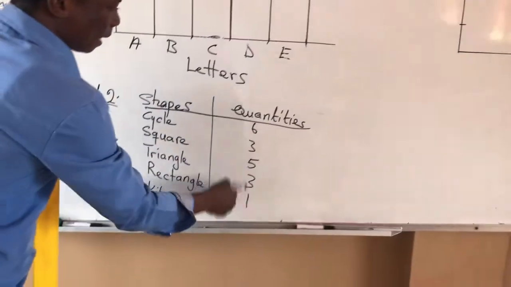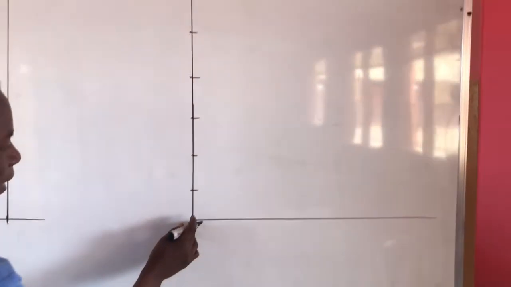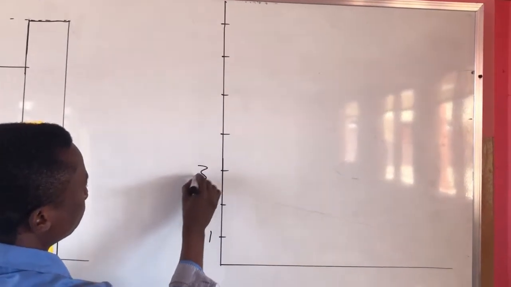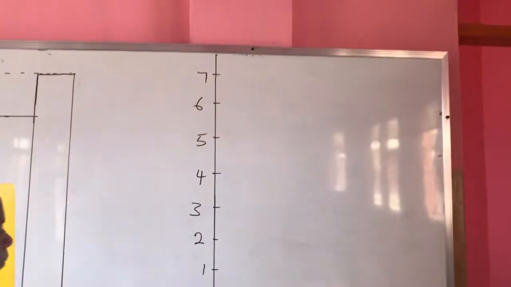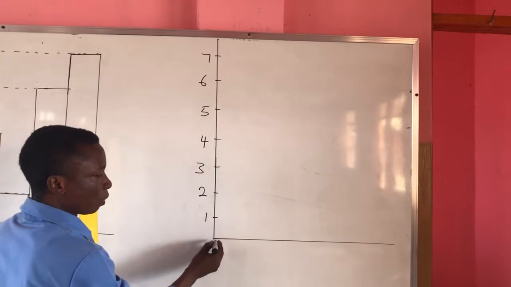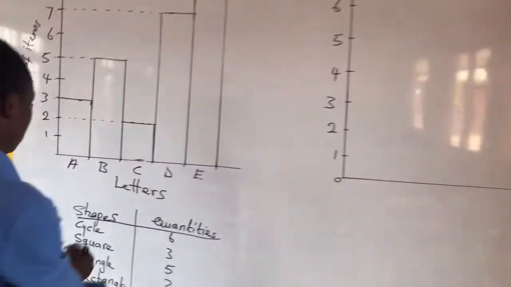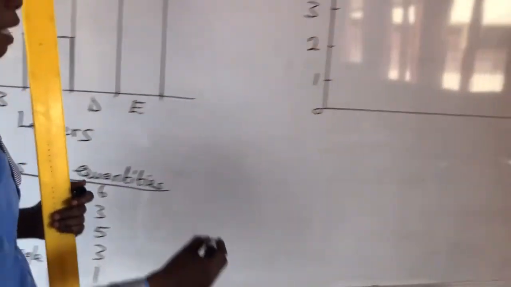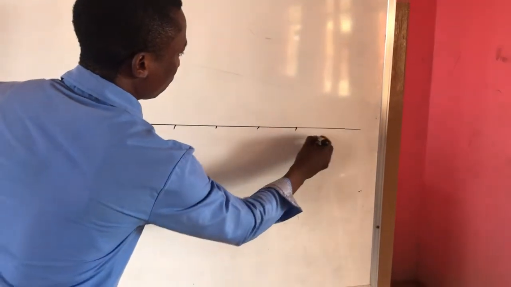Now look at this. The highest number here is what? 6. So I'll start from 0. Where the line is made is the origin. This is 1, 2, 3, 4, 5, 6, 7. Where the vertical and the horizontal line meet, this is what? The origin, or 0. Do you get it? Let's continue with this. We have 1, 2, 3, 4, 5. So we have to mark over the 5 lines.